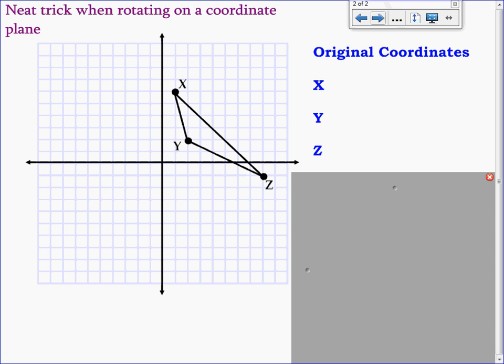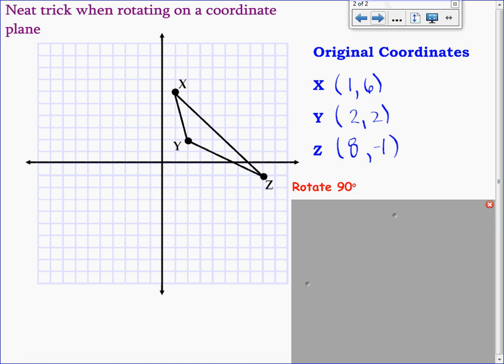Okay. So X is where? 1, 6. Okay. Y is at 2, 2. And Z is where? 8, -1. Okay. So they're probably going to give you those. Here's what you're going to do. We're going to do 2 different rotations, okay? Once we're going to rotate at 90 degrees, and then the other one we're going to do later is 270.